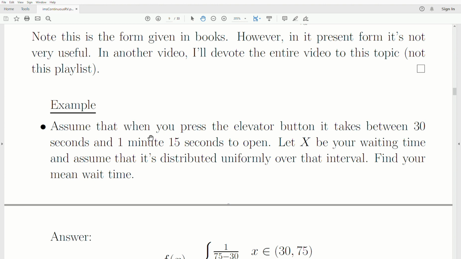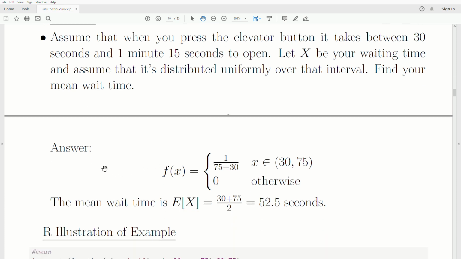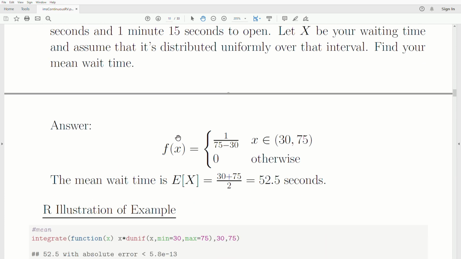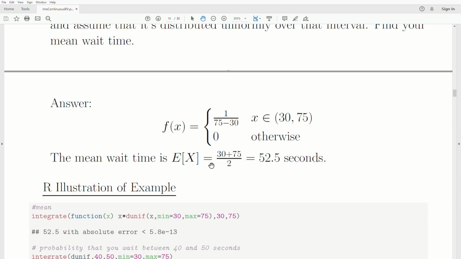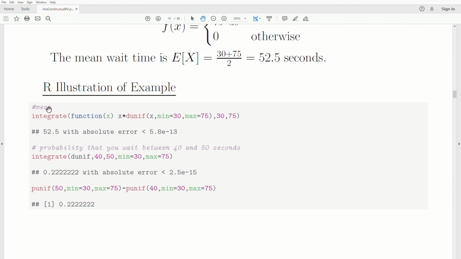Let's do a quick example. Assume that when you press the elevator button, it takes between 30 seconds and 1 minute 15 seconds to open. Let X be your waiting time and assume that it's distributed uniformly over the interval. Find your mean wait time. So the answer is this. Well, this is a uniform distribution over an interval. So f of x, the density, is 1 over 75 minus 30. So the mean wait time is the expected value of X, which is 30 plus 75 divided by 2, which is 52.5 seconds. Now, a quick R illustration.